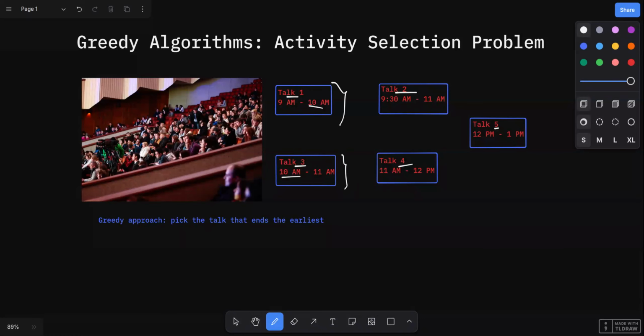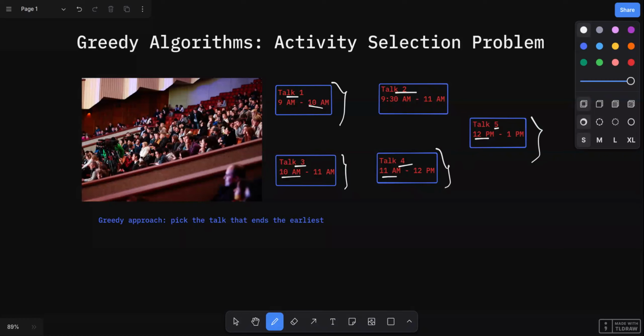After talk three, we have talk four. Talk four starts at 10 a.m., the time that talk three ends, so our next option is going to be talk four. Finally, the other talk that we can attend is talk five, which ends at 12 p.m. In this case, I'm able to attend four talks without any overlapping times: talk one, talk three, talk four, and talk five.